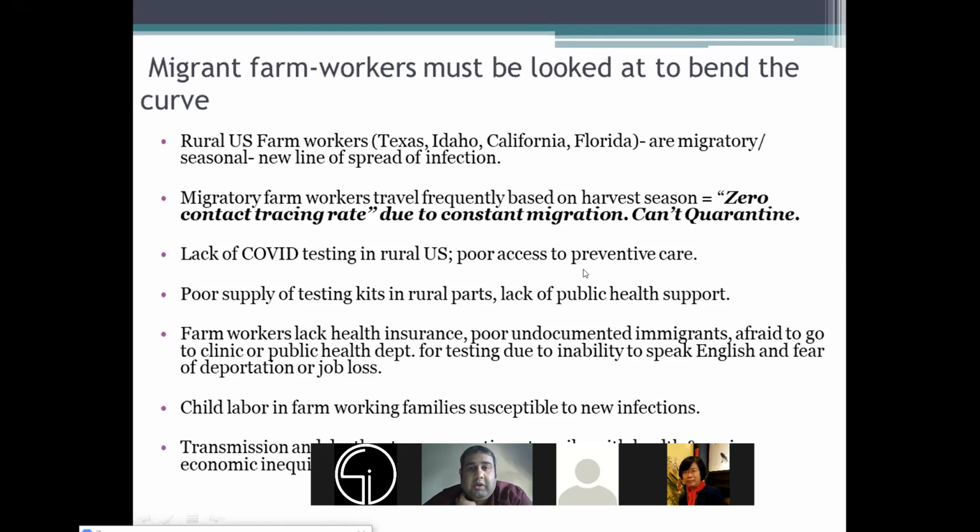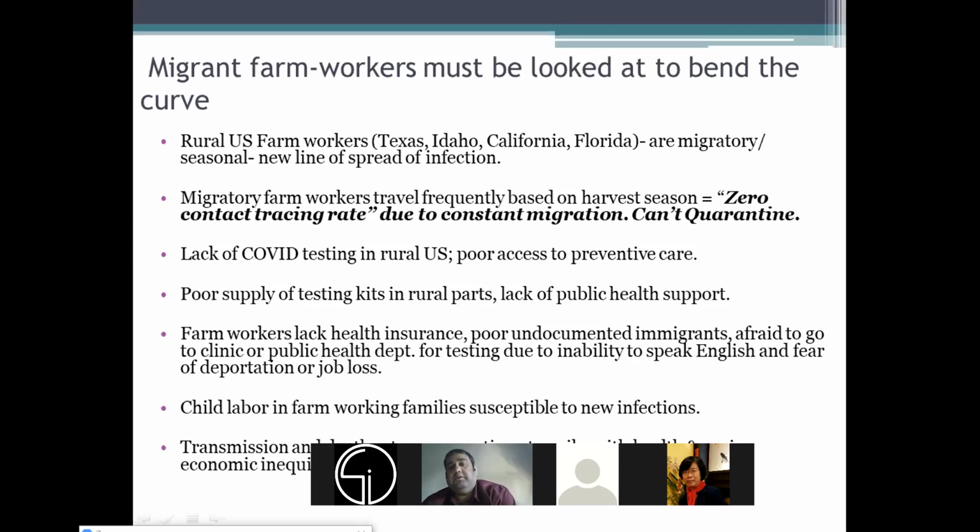I think not a lot of attention has been paid by the public health agencies or the government, especially in the US, towards migrant farm working communities, farm workers, factory workers, or people living in rural and remote areas at all at this point in time. That is the reason that it's becoming a new hotspot of infection now. Most of the farm workers in rural US live in California, Texas, Idaho, Florida. Those are some of the largest states in the US, and those are mostly migratory seasonal farm workers. And from a seasonal farm working standpoint, that has become a new line of spread of infection.